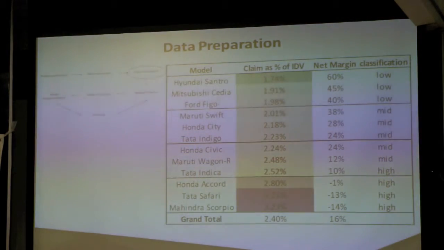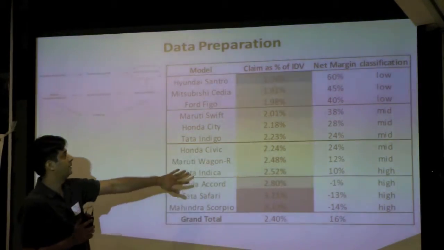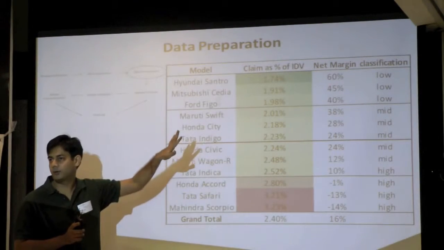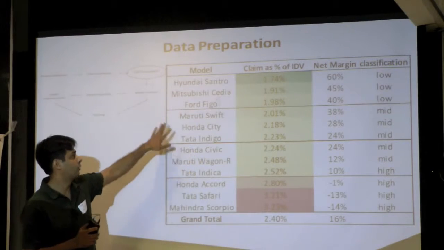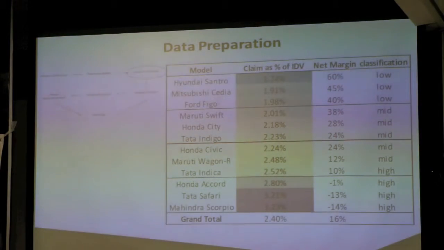Okay, so in the data we have the claim, we have the IDV. What we've done is aggregate that, and for each model, what is the average claim as a percentage of IDV? We can see some very interesting trends here, very apparent. Hyundai Santro is the most profitable model for the company at a macro level. 1.74% is what they are paying. We saw they're charging 2.84% on average.